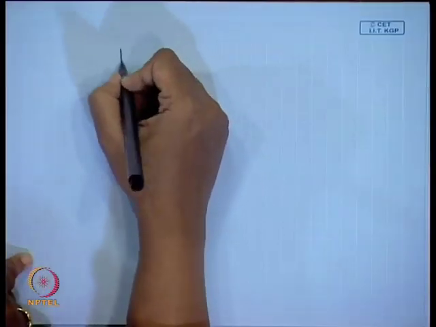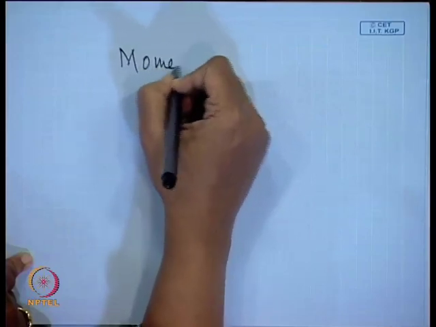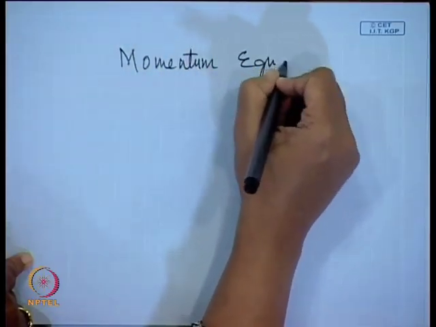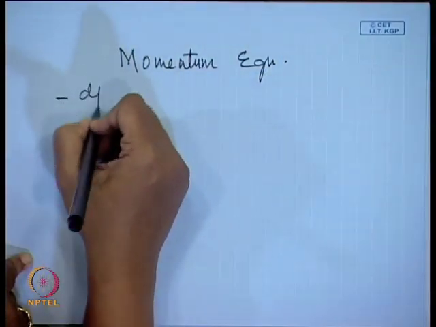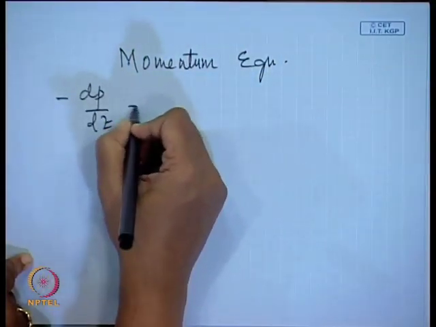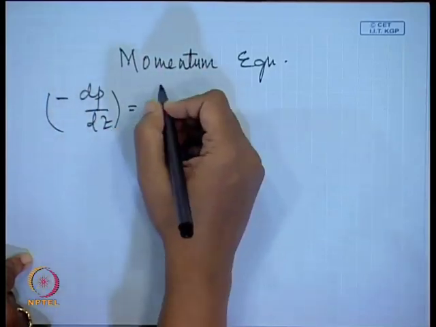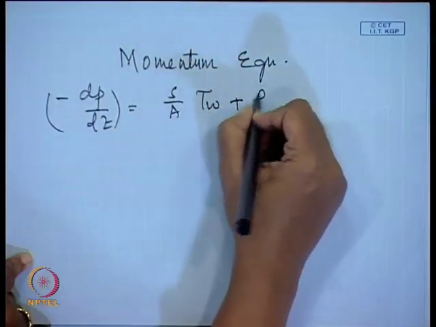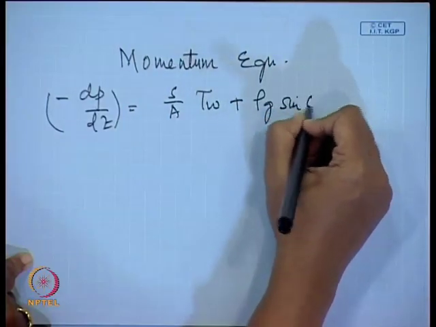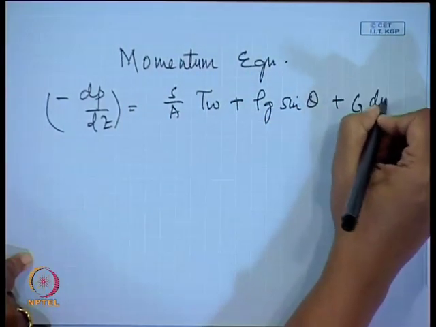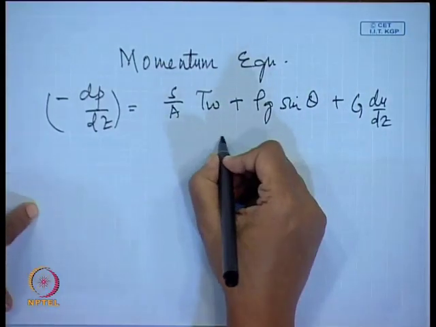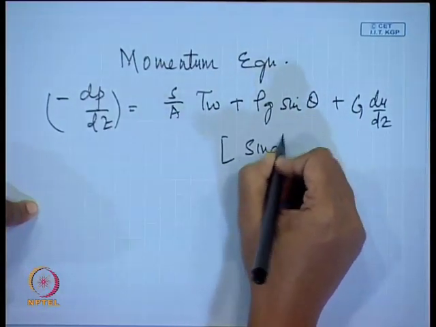Momentum equation, if you remember, in the last class also we had derived it. What was the expression for single phase flows? It was minus dP dz, equal to S by A tau, the wall shear stress. This was the derivation for single phase flows.